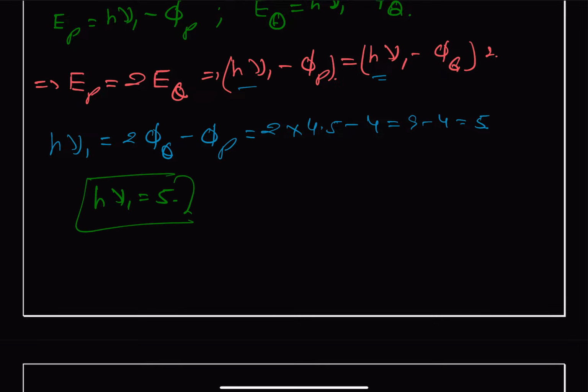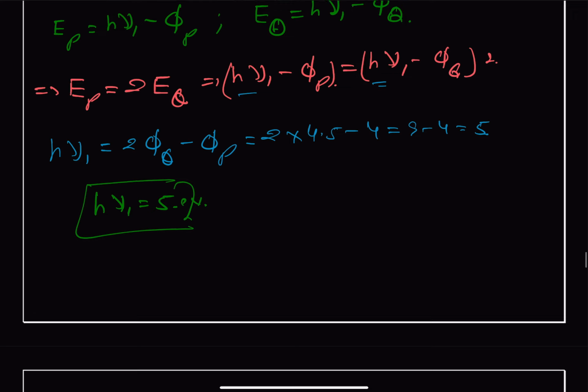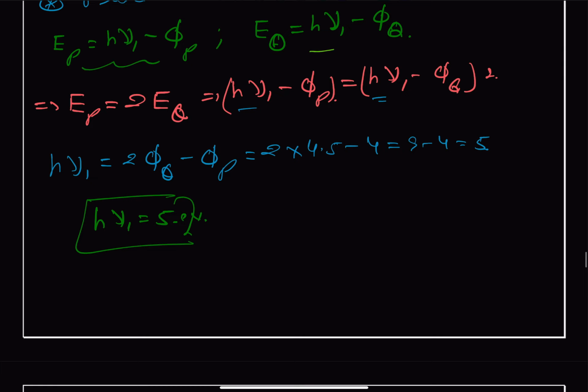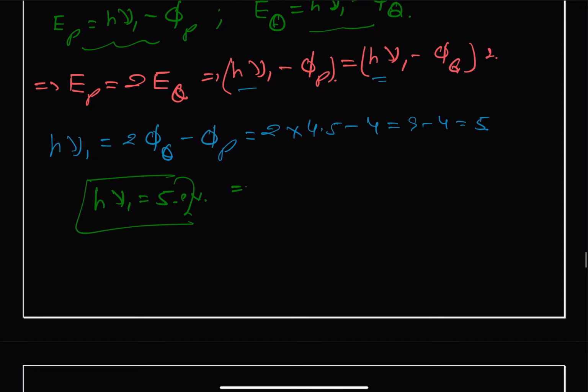and electron volt, this is basically energy. And from here we can easily find out EP and EQ, because this is a simple formula. Therefore we can say that EP will be equal to phi minus phi of P, the work function of P, which is 4, giving us 1 electron volt, and EQ is equal to phi minus 4.5, giving us 0.5 electron volt.